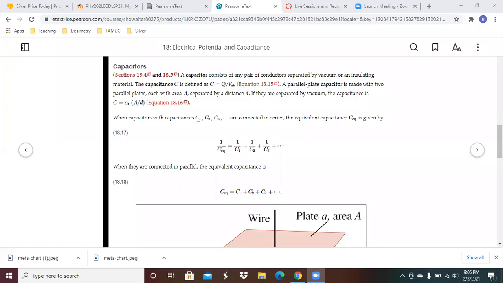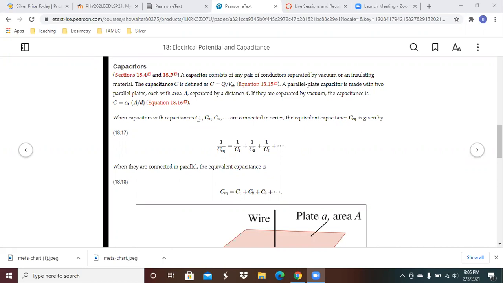This is going to be the lecture over section 18.4. We'll be discussing capacitors. We'll get to 18.5 in a separate lecture. A capacitor is going to consist of any pair of conductors separated by a vacuum or an insulating material.